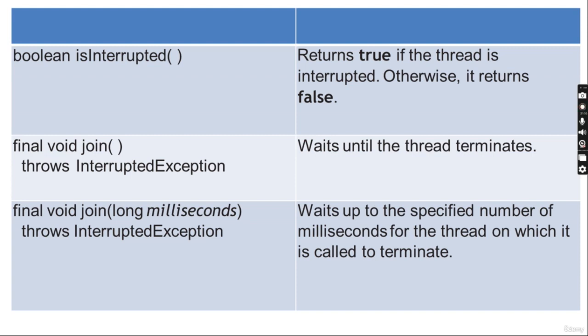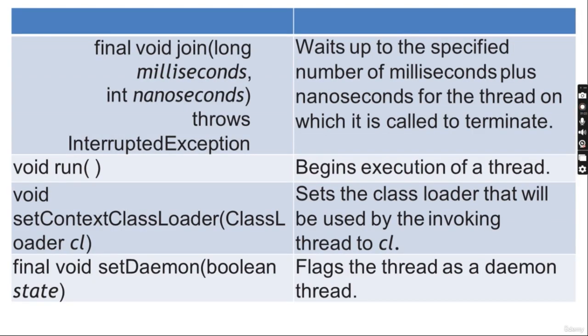final void join throws InterruptedException waits until the thread terminates. final void join(long milliseconds) waits up to the specified number of milliseconds for the thread on which it is called to terminate. final void join(long milliseconds, int nanoseconds) throws InterruptedException waits up to the specified number of milliseconds plus nanoseconds for the thread on which it is called to terminate.